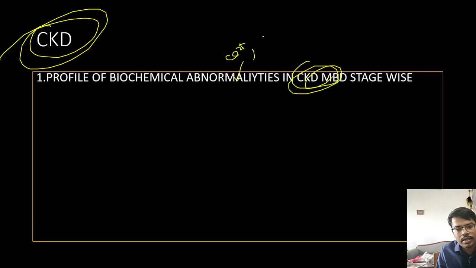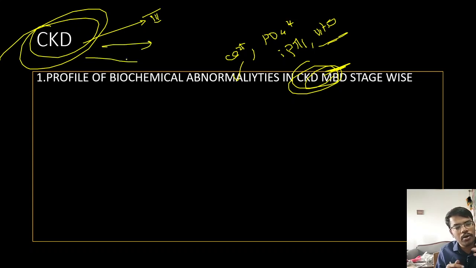What are you going to check? Calcium, phosphorus alone or in combination? iPTH, vitamin D. You can check per individual stages. Whenever the CKD broad topic comes, you can do it for CKD stage 3, 4, 5, or broadly patients who are not on dialysis and who are on dialysis.